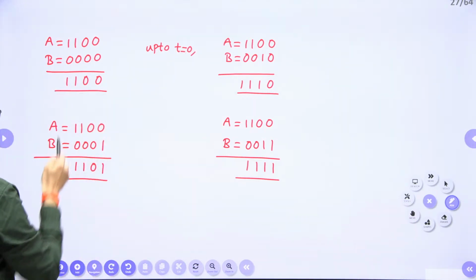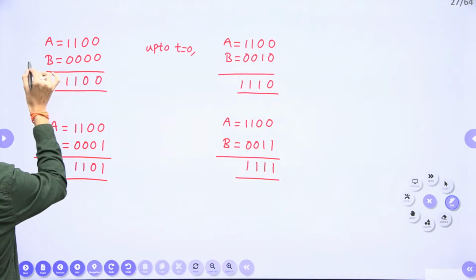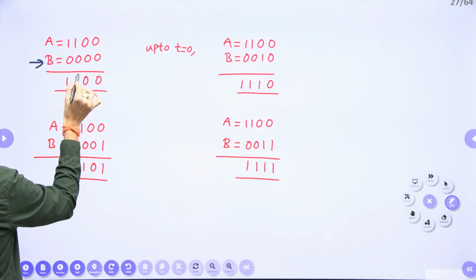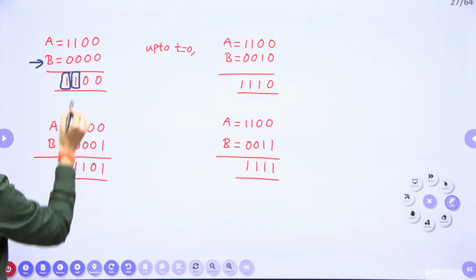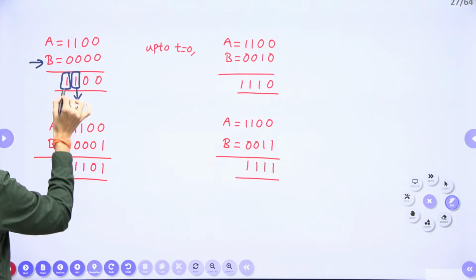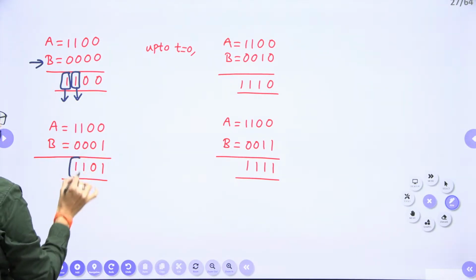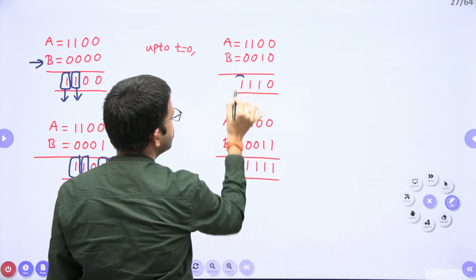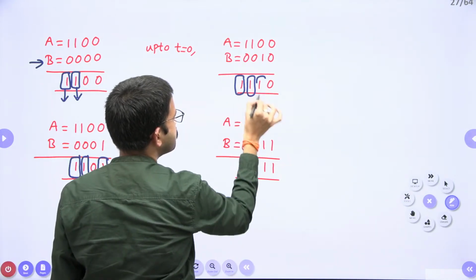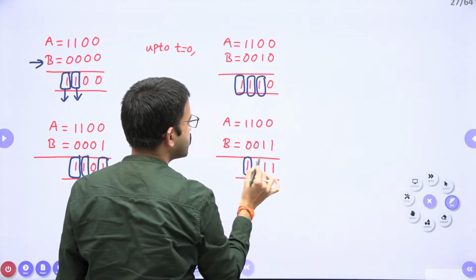But here if you observe, when you have given this particular input, now what are you getting? Here this particular sum bit is 1, here sum bit is 1. Similarly here, these 3 sum bits are 1. Here these 3 sum bits are 1. Here all the sum bits are 1.